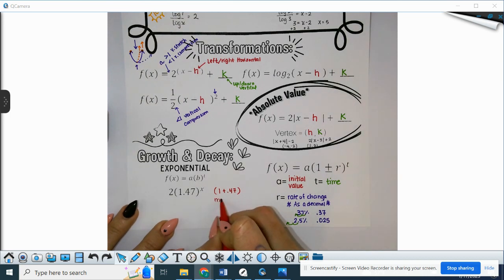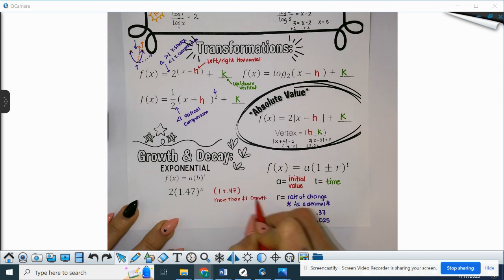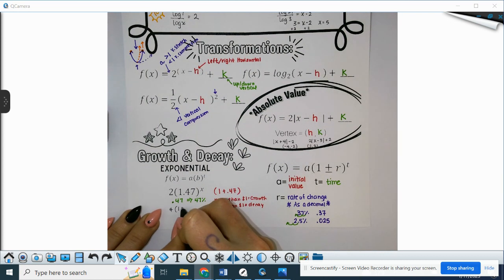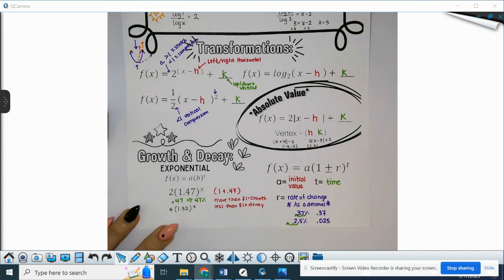So more than $1 is growth because that means we're gaining money. Less than $1 is going to be decay. So looking at this one, that is 47 cents more than $1. So that is a growth of 47%. So if I had 1.32x, is that more or less than $1? In this case, it's more. So it's 0.32 more, which means it's 32% growth.